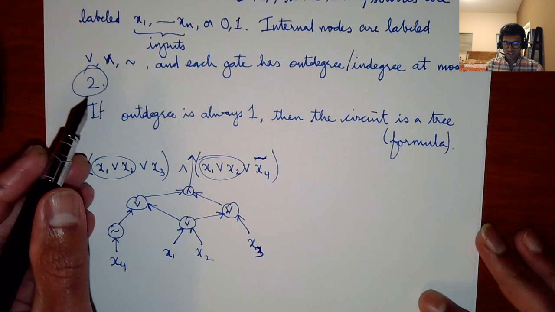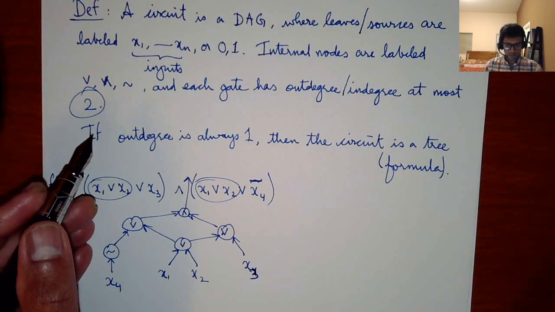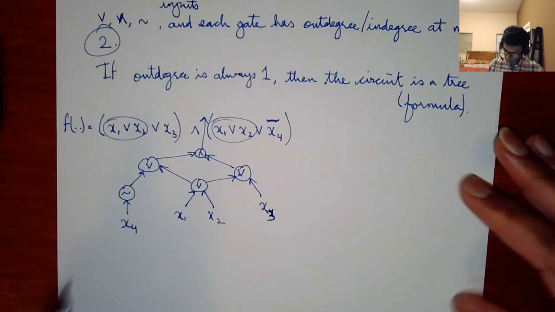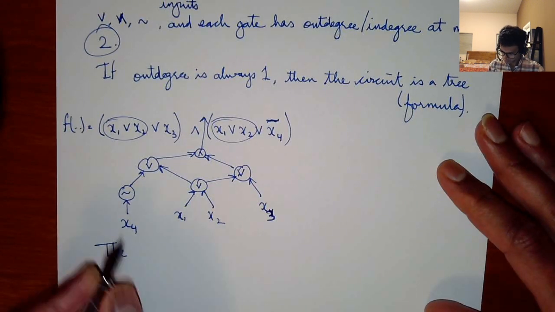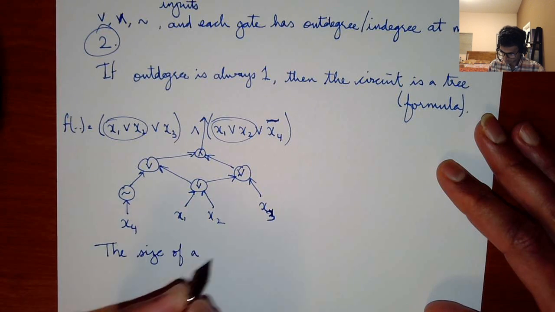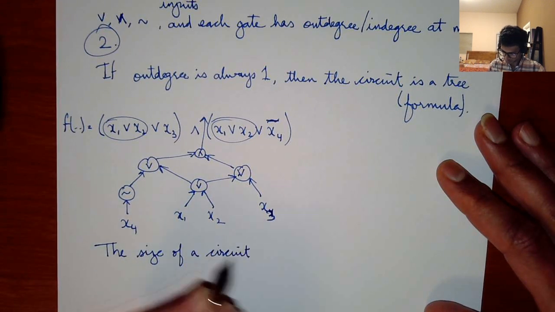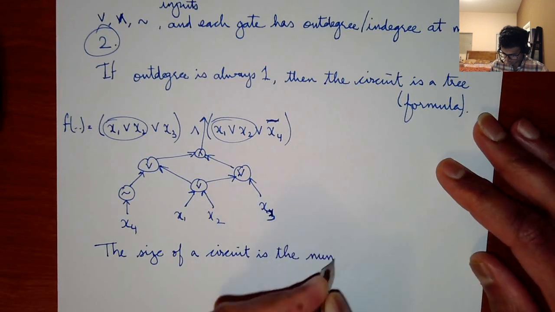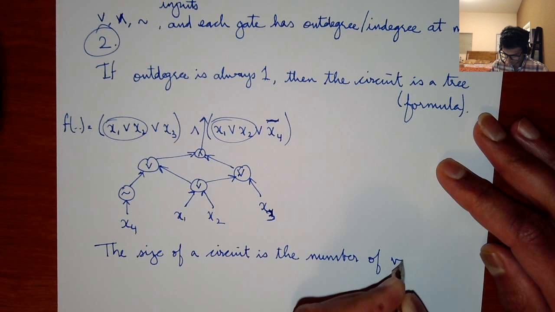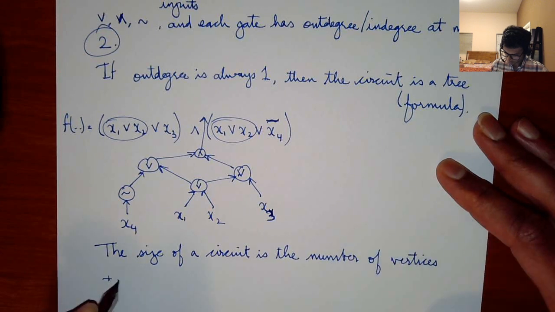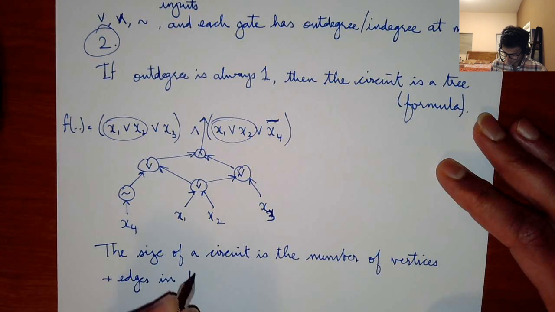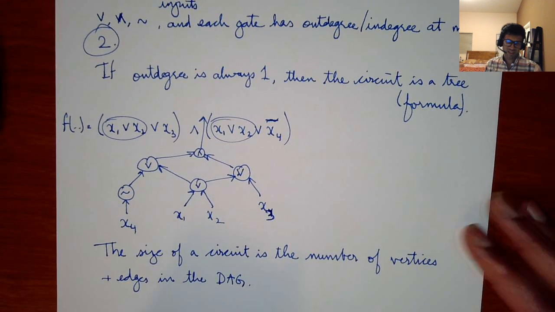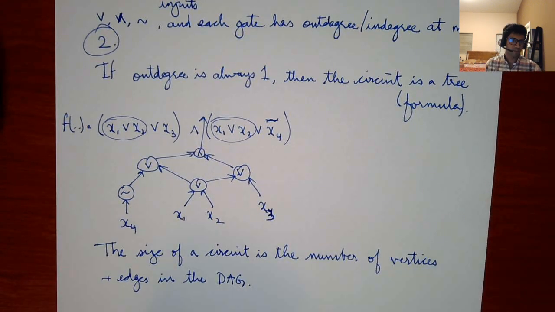Now you might say, why is the out degree 2? Why isn't it larger? And so I'll just tell you why. So first let me say the size of a circuit is the number of vertices plus edges in the corresponding DAG. Right, so the size of the circuit, and it depends. In some places they only count the edges, in some places they count both the edges and vertices. It really doesn't matter. For our purposes, up to a constant fraction, it doesn't matter.